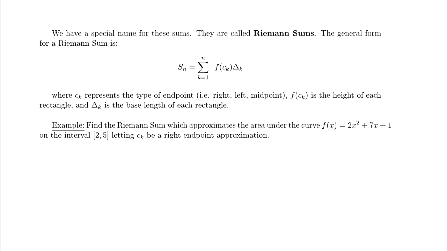f of ck is then going to be the height of each of our rectangles, and this delta k that they use there, that triangle is a delta. So delta k is the base length of each rectangle. So if we just sort of highlight it here, we've got this f of ck as our height, and this delta k is our base length. So it really is just adding up the areas of rectangles, base times height.